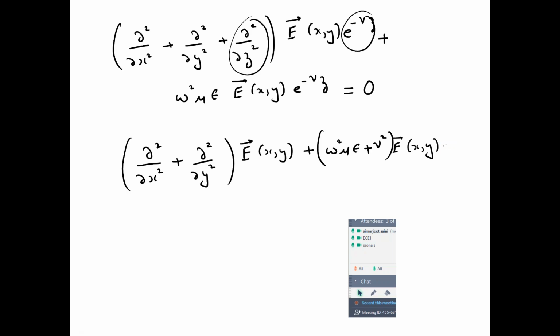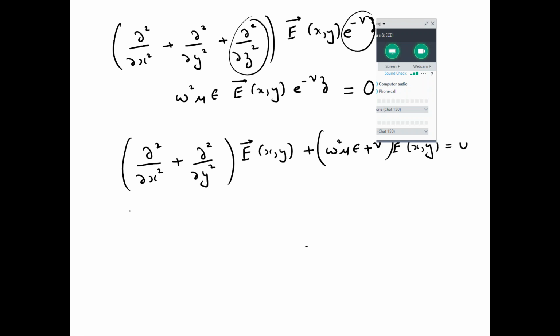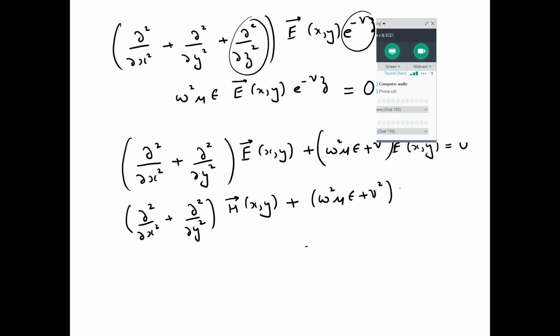E x y is equal to 0. And similarly, I have an equation in H which remains the same form. Instead of starting with E, I could have started with H equation. I get these two equations.